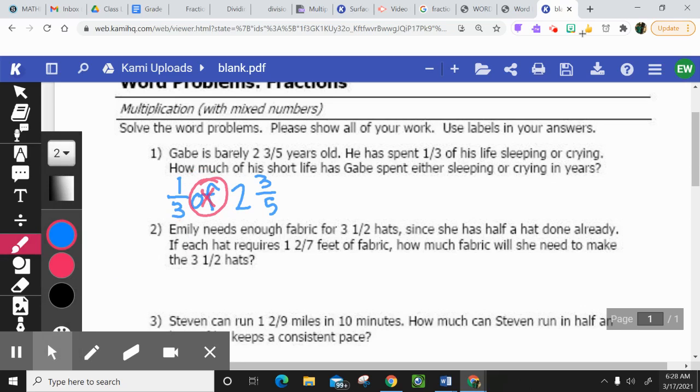So I'm going to rewrite this, converting 2 3/5 into an improper fraction. So I have 1/3 times 5 times 2 is 10, plus 3 is 13, 13/5. Lo and behold, I cannot reduce any. I cannot simplify before I multiply. 3 and 13 do not share any factors, but they are all prime numbers. 1 times 13 is 13. 3 times 5 is 15. So it's 13/15 of almost his entire life for Gabe.